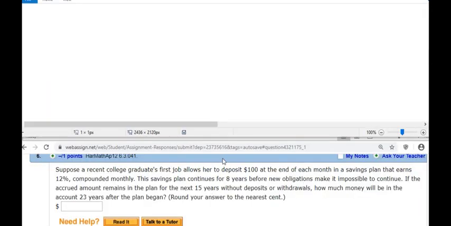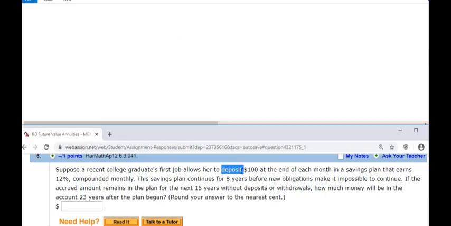Okay, let's look at number 6. This is a recent college graduate's first job, allows her to deposit $100 at the end of each month in a savings plan that earns 12% and it's compounded monthly. That continues for 8 years, and then it's impossible to continue. So she stops paying those $100 deposits. The accrued amount after the end of those first 8 years remains in the plan for the next 15 years. No additional deposits or withdrawals after that. How much money will be in the account 23 years after the plan began?